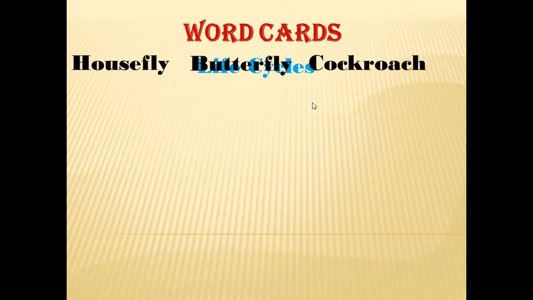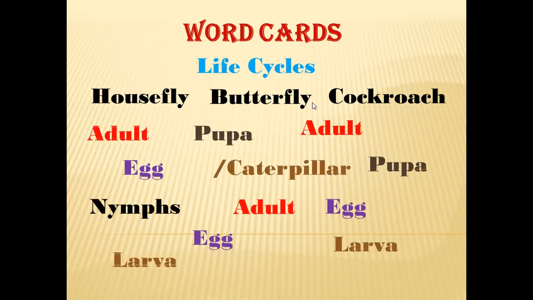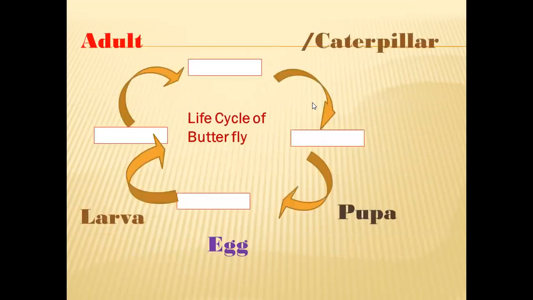Work cards. Here we will see how work cards can be used in the lesson introduction part. Here life cycles of housefly, butterfly and cockroach are considered, and the stages of the life cycles are given, and using this the teacher can organize one activity. This will induce or engage the students in continuous learning. We will see how it is like that. Here that activity is mentioned.